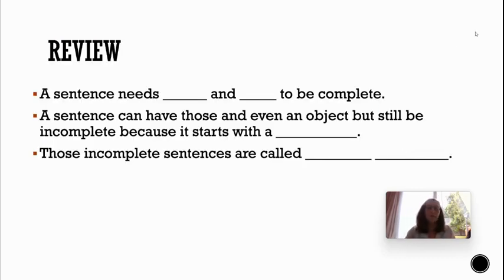Review. See if you can fill these in. Please pause here and in your notes, try to fill in the blanks, and then I will give you the answers. Hopefully you were able to pause and try to fill in the blanks. Here are the answers. A sentence needs a subject and a verb to be complete. A sentence can have those and even an object, but still be incomplete because it starts with a conjunction. Those incomplete sentences are called dependent clauses.